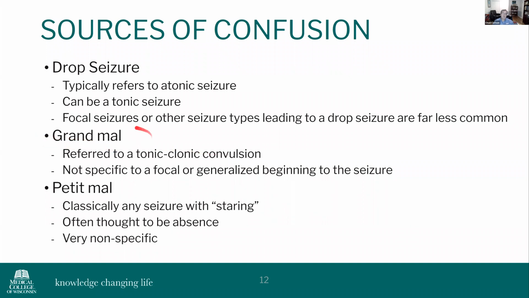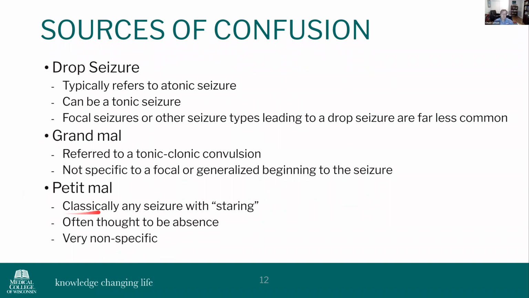Many of you have probably heard the term grand mal before. This historically referred to a tonic-clonic convulsion. So the seizure that becomes this and then the clonic part of the tonic-clonic convulsion. This term is not specific as to whether it's focal or generalized. And so it is a broader term that doesn't have as much information in it as referring to a seizure as a focal seizure that evolves to a tonic-clonic convulsion, or referring to a generalized tonic-clonic seizure.